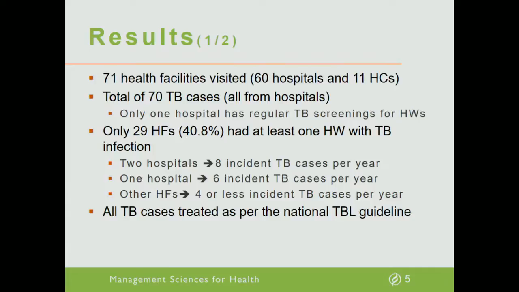And out of 71 health facilities, health worker TB infection was seen in 29 of the health facilities, which is around 40%. And if you can see the bullet somewhere here, there are certain health facilities that have more incident cases than other facilities. And we found out that there were 8 incident TB cases in 1 year in 2 hospitals, and 6 incident TB cases in 1 hospital, whereas we have around 41 health facilities without any TB infection. And all the TB cases were treated according to the national guideline.